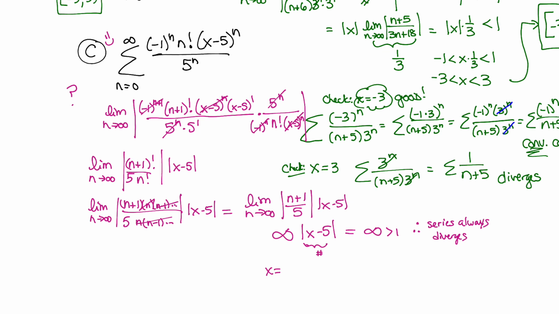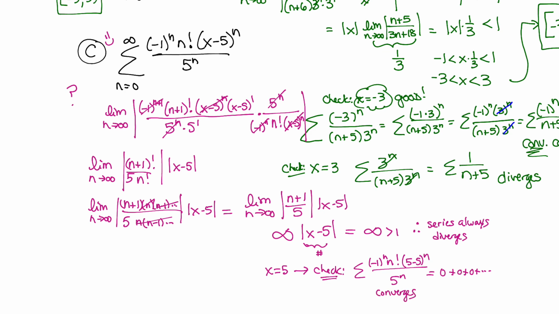Except when x equals 5, that makes that second quantity 0. And 0 times infinity is an indeterminate form. So if you check when x is 5, that gives you (negative 1) to the n times n factorial times (5 minus 5) to the nth, which is just 0. And so that actually just gives you an infinite sum of zeros, which automatically converges.